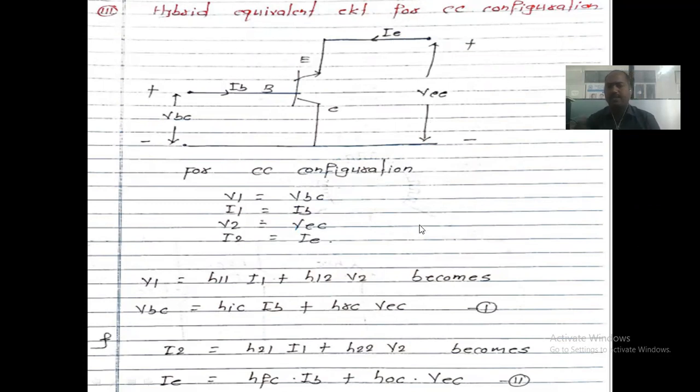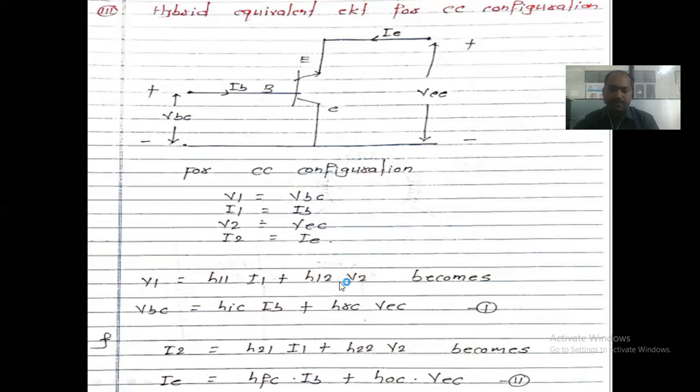In the same way as the earlier equation, we know that there are two dependent variables: one is V1, another is I2. We write V1 equal to h11 I1 plus h12 V2. Here h11 is the input impedance, that is V1 upon I1, so we write it as hi, and for the common collector configuration it is written as HIC. I1 is nothing but IB, so we write IB.